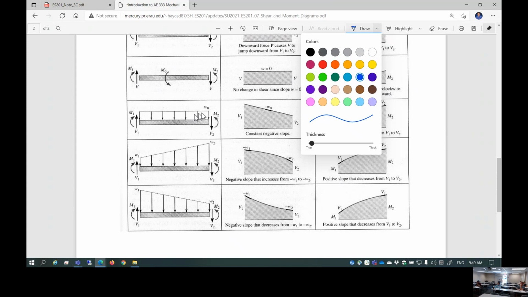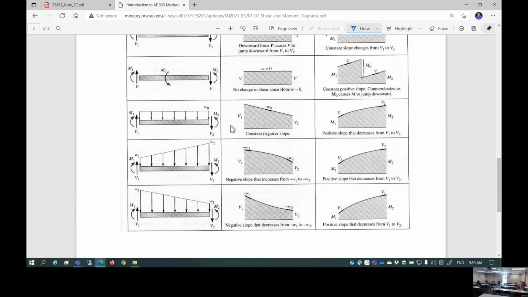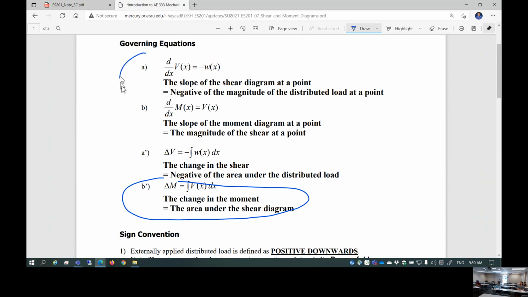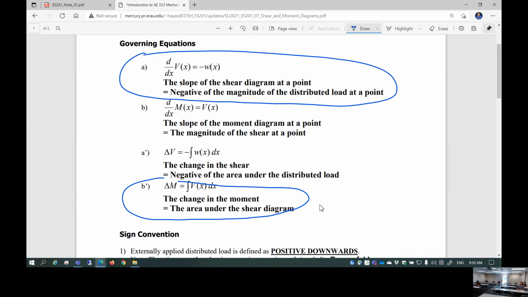This is the distributed loading, typically applied in the negative y direction because that's what the beam supports. So a negative sign shows up. The magnitude of this uniform distributed loading is going to be the slope of the shear diagram. That's what this equation says. The slope of the shear diagram, dV/dx, where V is a function of x, is equal to the negative of the distributed loading. If this w is constant, that means the slope is constant. That's what you're seeing here.